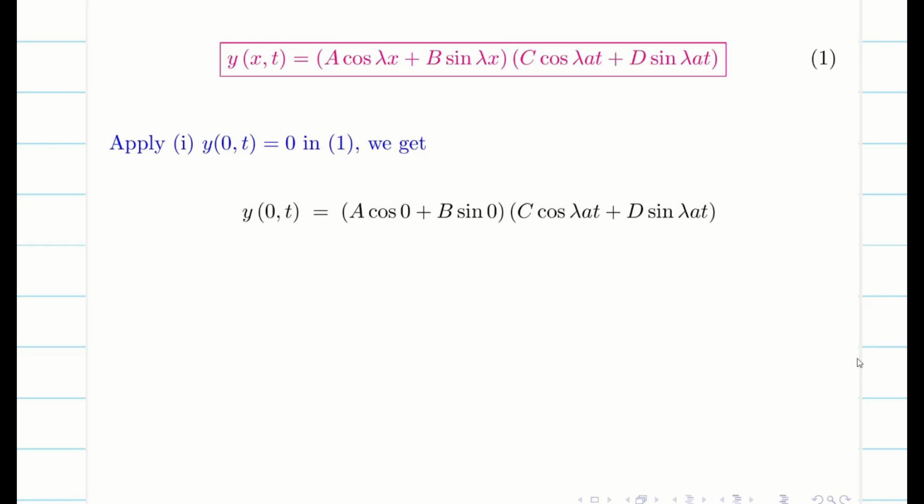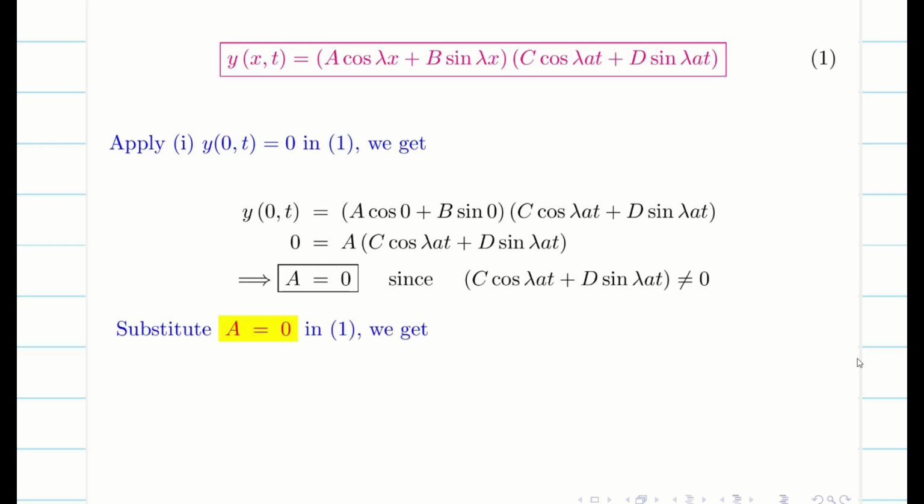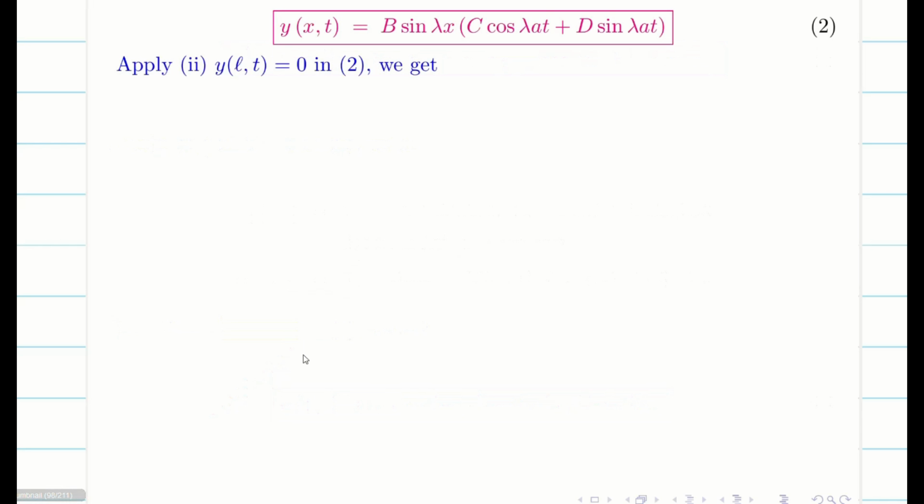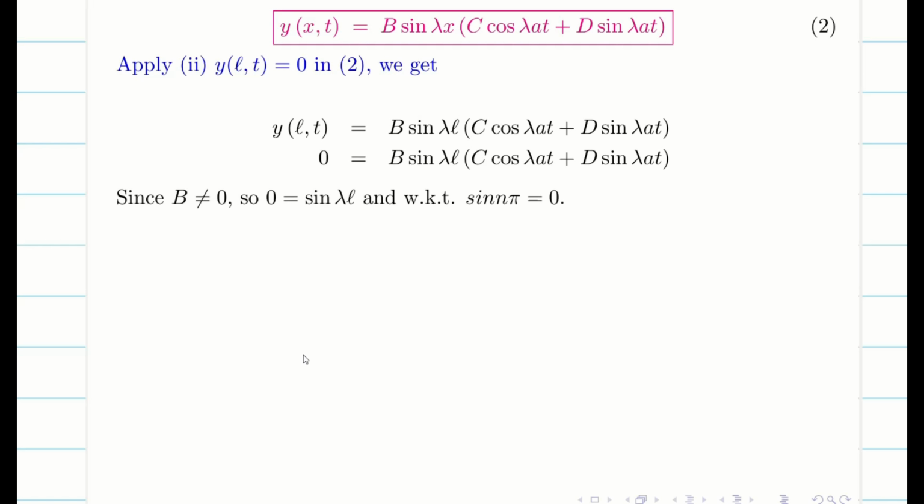So take equation 1. Applying condition 1 in 1, we get a equal to 0. Substitute a equal to 0 in 1. We'll be getting new equation 2. Apply condition 2 in 2. We'll be getting lambda equal to n pi by L.